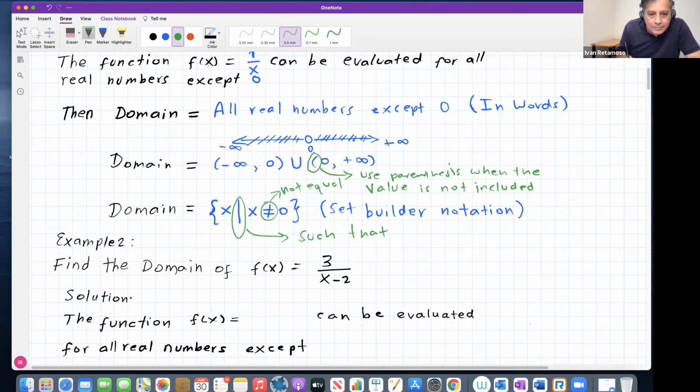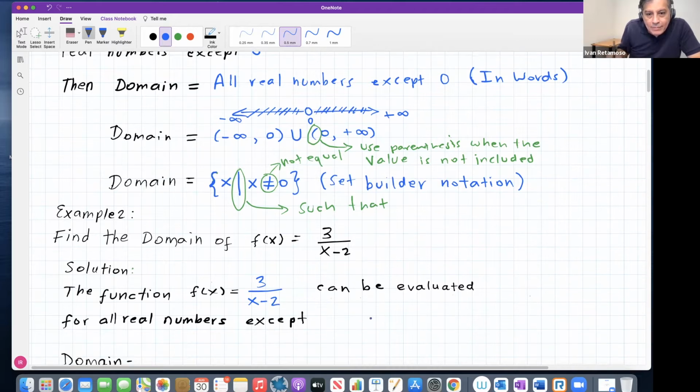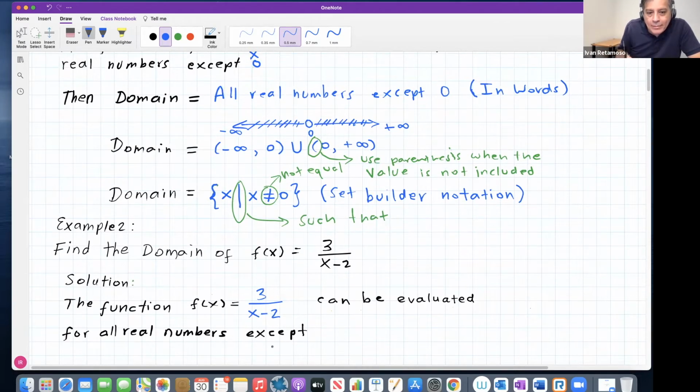Solution: the function f of x equals 3 over x minus 2 can be evaluated, makes sense, right? For all real numbers except, what is the number I should write here? Anybody could share on the chat? Or verbally? What number is not good for evaluations on that function? Hint, look at the denominator, right? Look at which one will give us 0 on the denominator.